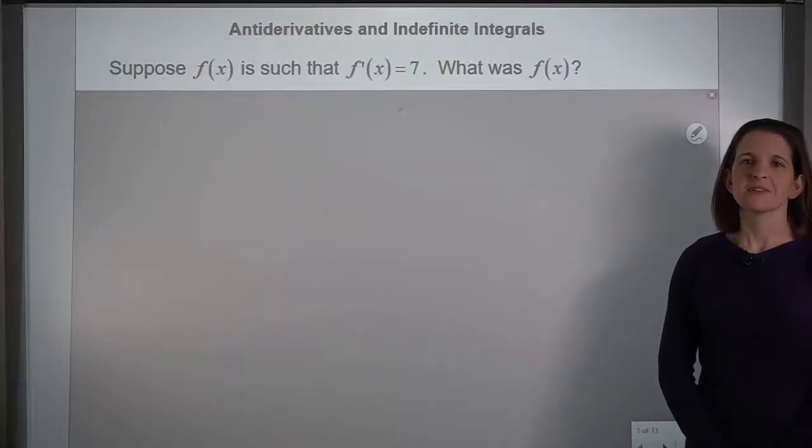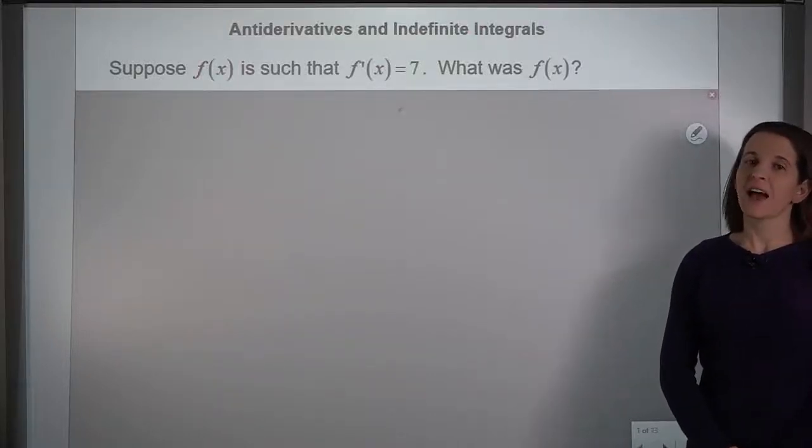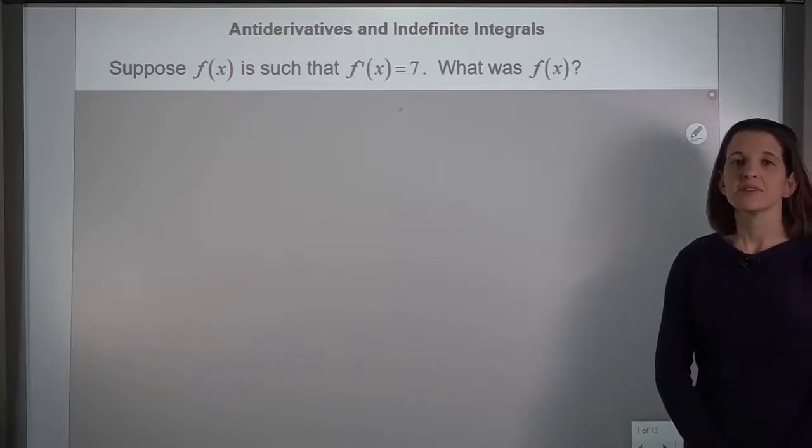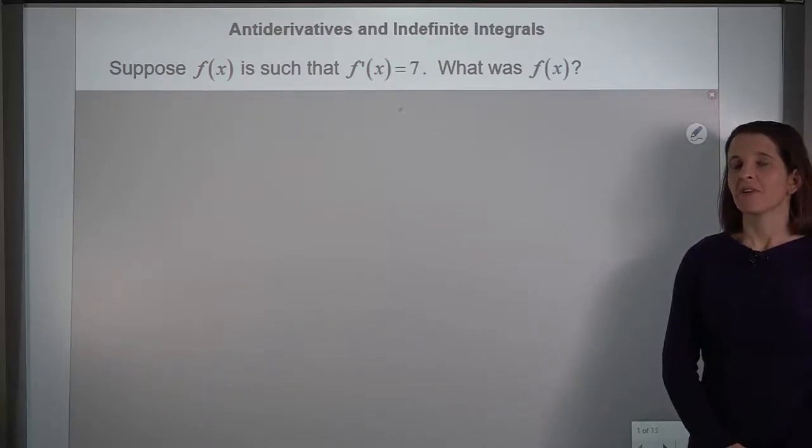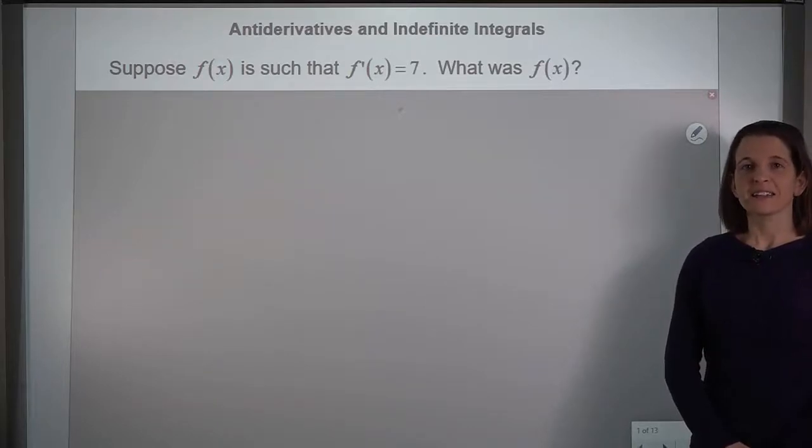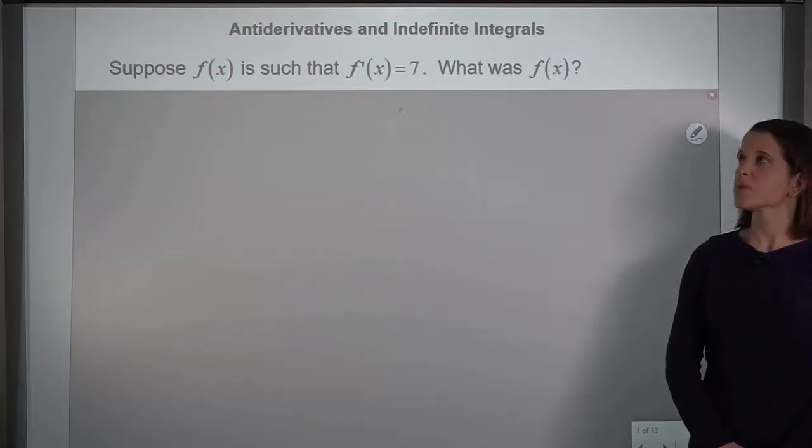Today in Applied Calculus, we're going to get to the other half of calculus. We have been doing derivatives, and we are now going to learn about something called antiderivatives, which, as anti would imply, is going to be actually undoing derivatives. So we're going to be working backwards.